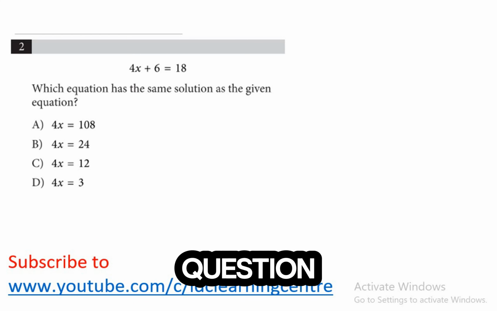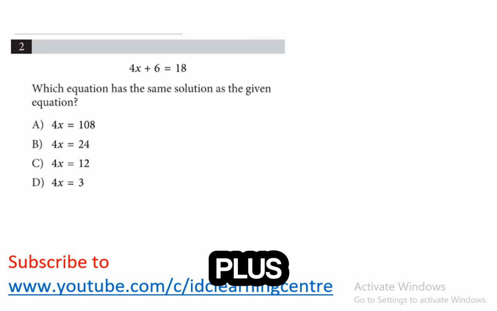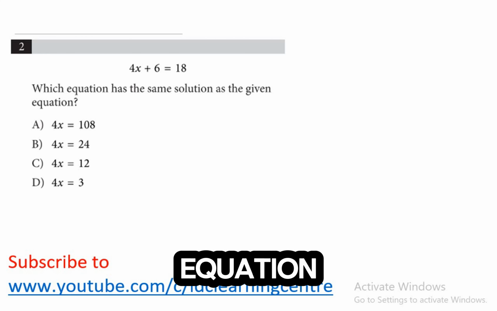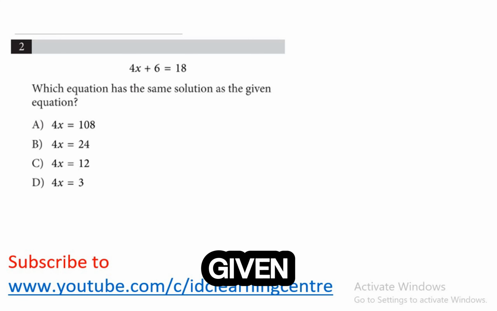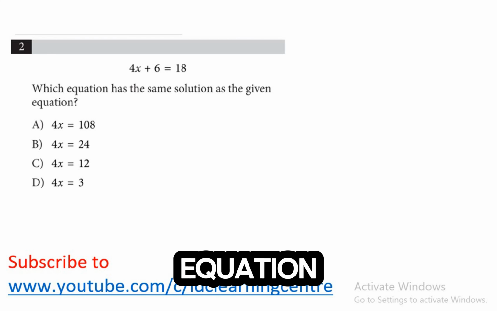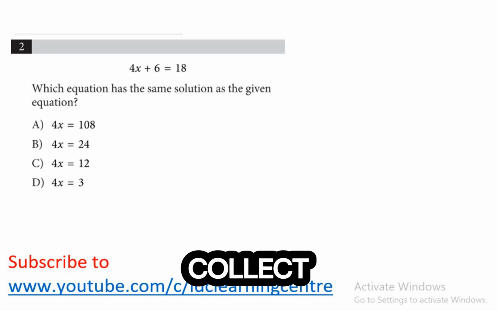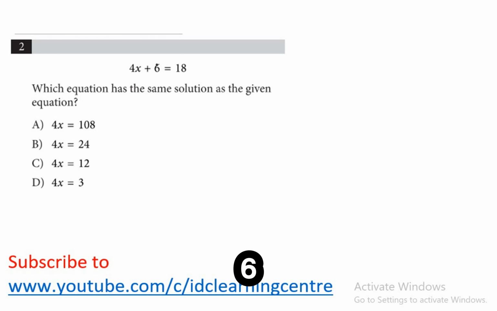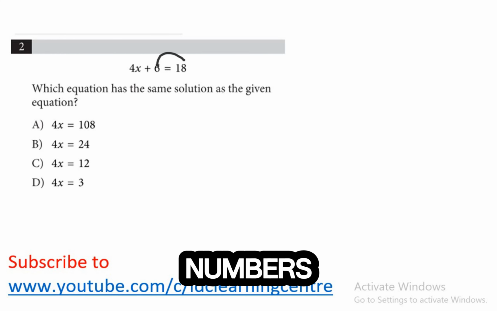The next question, question 2, says 4x plus 6 is equal to 18. The question says which equation has the same solution as the given equation. Now from the list of the options A to D, we can see clearly that we are looking for the value of 4x. So from the equation given, all we need to do is collect the like terms. I'll move 6 to the other side where we can see 18 because they are both numbers.